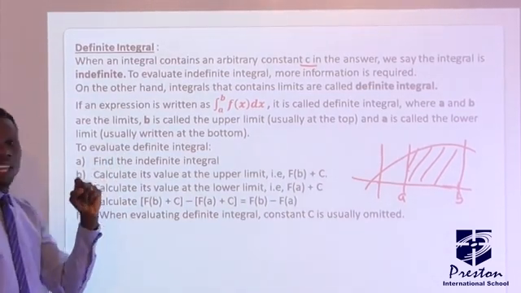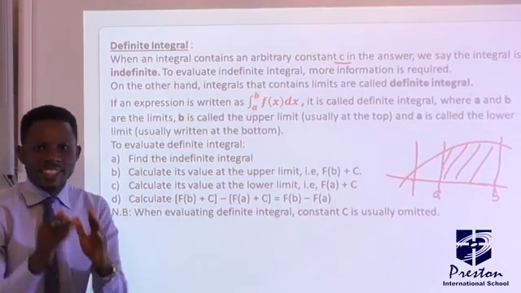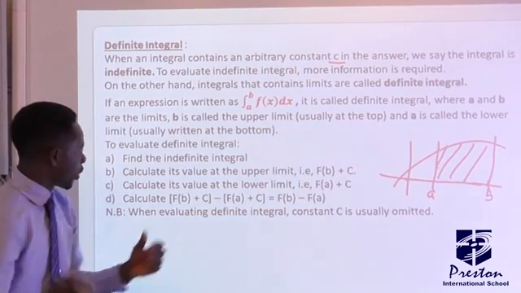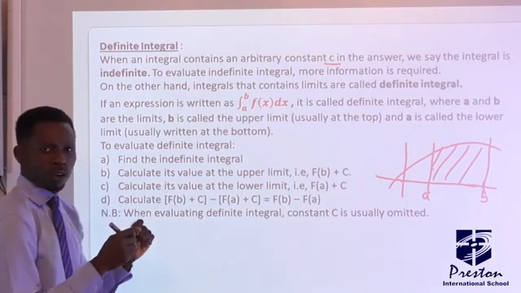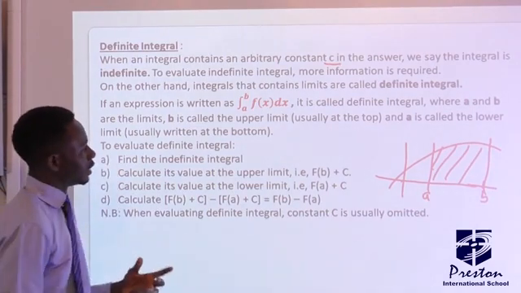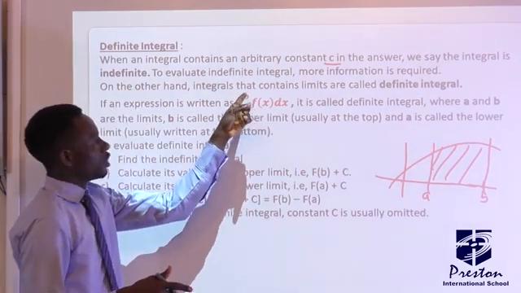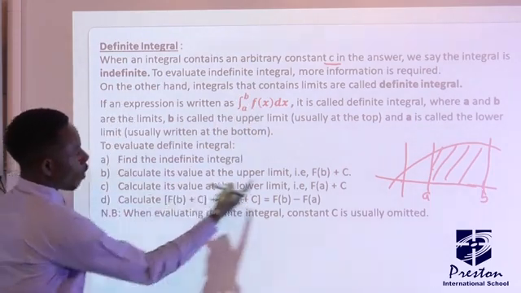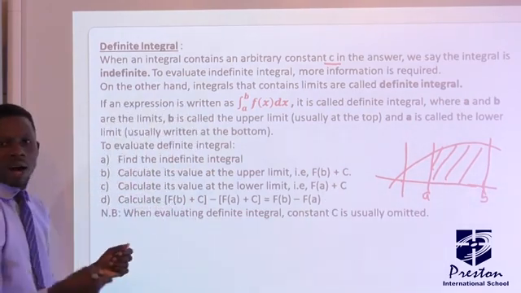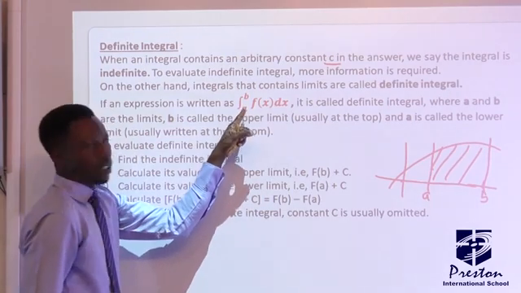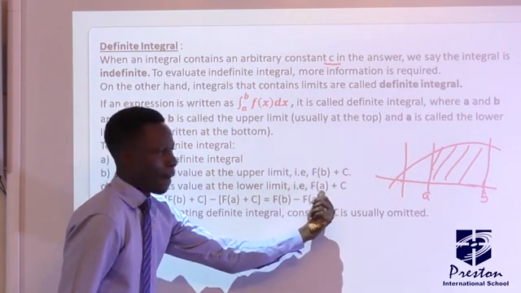Now, how do we evaluate definite integral? We have about 4 steps. Number 1, find the indefinite integral as usual. Once you have succeeded in doing that, move down to the next step, which is to calculate the value at the upper limit. What do we mean by that? After you have gotten your integral, replace your x with the upper limit there. That will give you f of b plus c. Don't forget your constant c. Then calculate the value at the lower limit, meaning that you are replacing x with a. That will give you f of a plus c.